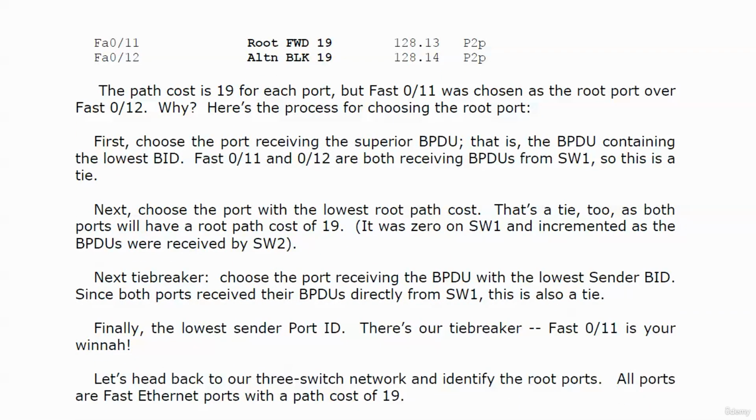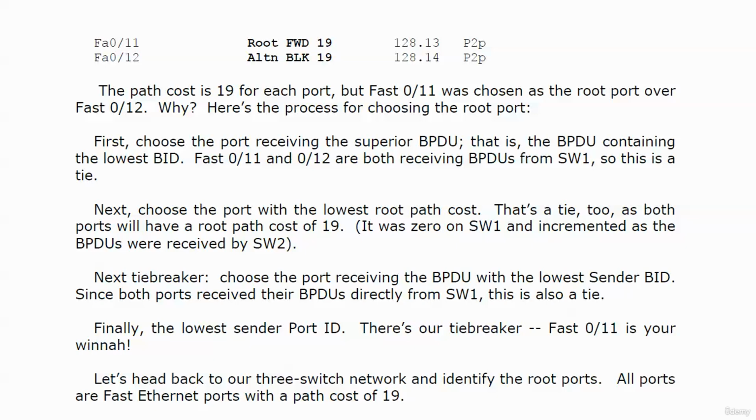And here's why. It's a pretty detailed list here. First off, the port that receives the superior BPDU, that is the BPDU containing the lowest BID, will be chosen as the root. Well, Fast 11 and Fast 12 are both getting them from switch 1, so that's a tie. Next, we're going to choose the port with the lowest root path cost. That's a tie because both ports have a root path cost of 19. It was incremented as the BPDUs came into switch 2. So switch 2 is saying, hey, I got 2 different ports where I have an overall root path cost of 19.